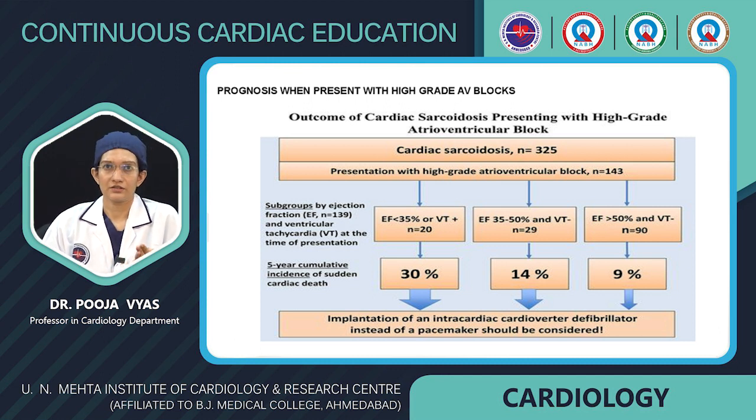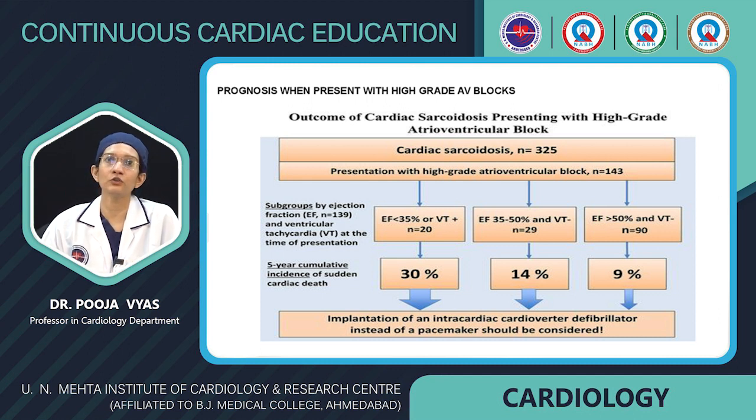There is one study which included 325 patients of cardiac sarcoidosis who presented with high grade AV block, and they divided those patients into three groups. One group is patients with ejection fraction less than 35% and/or ventricular tachycardia. There were only 20 patients in that group. Then patients with ejection fraction of 35 to 50% and absence of ventricular tachycardia, and ejection fraction of more than 50% and absence of ventricular tachycardia.